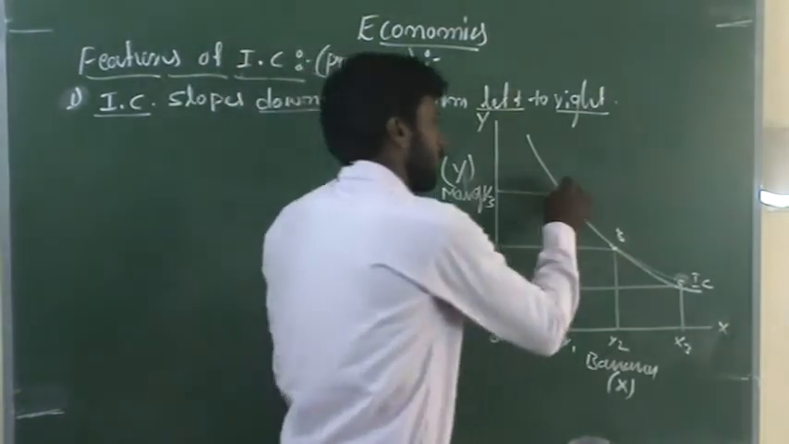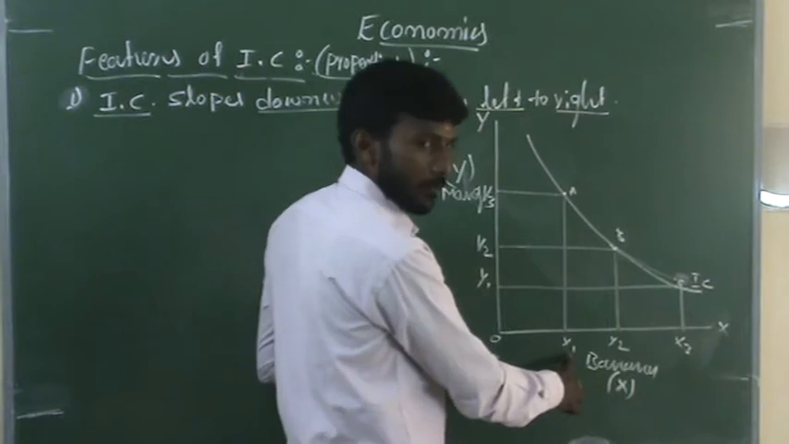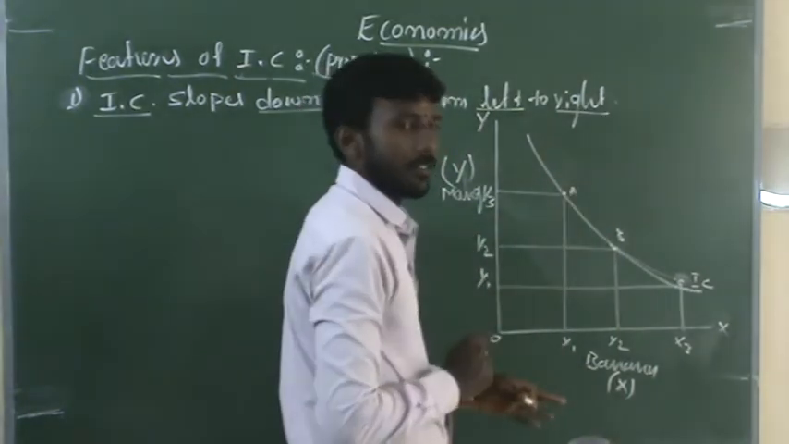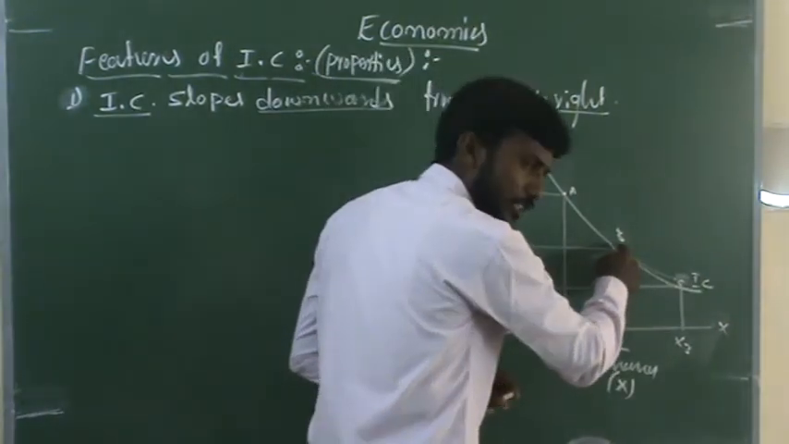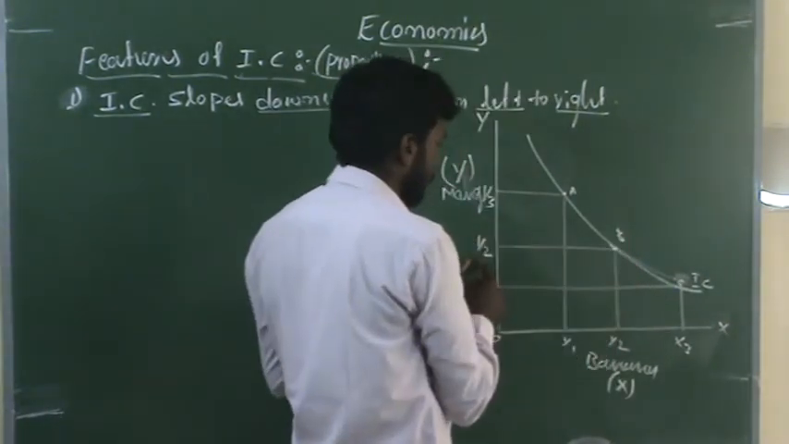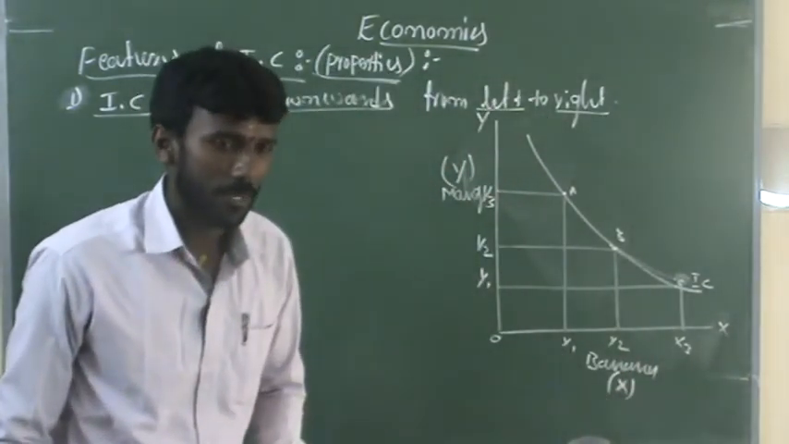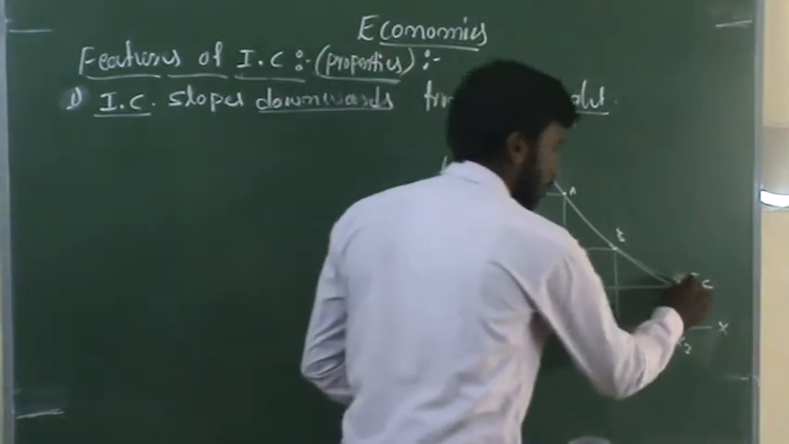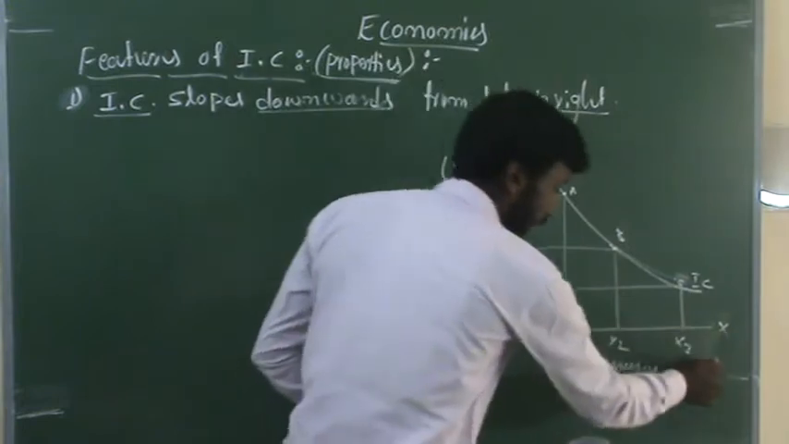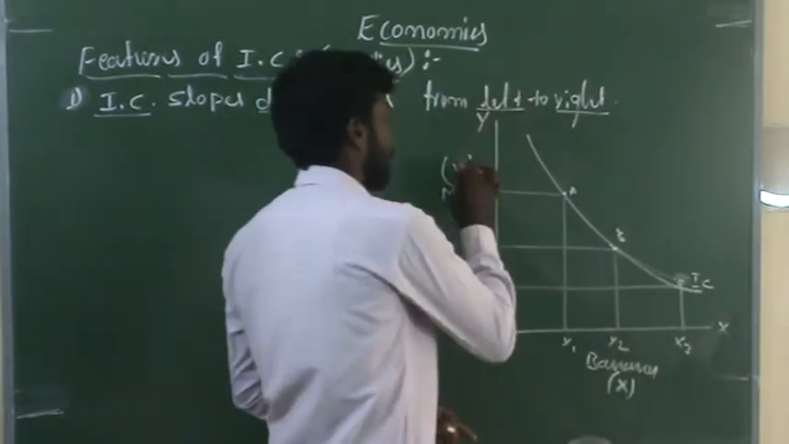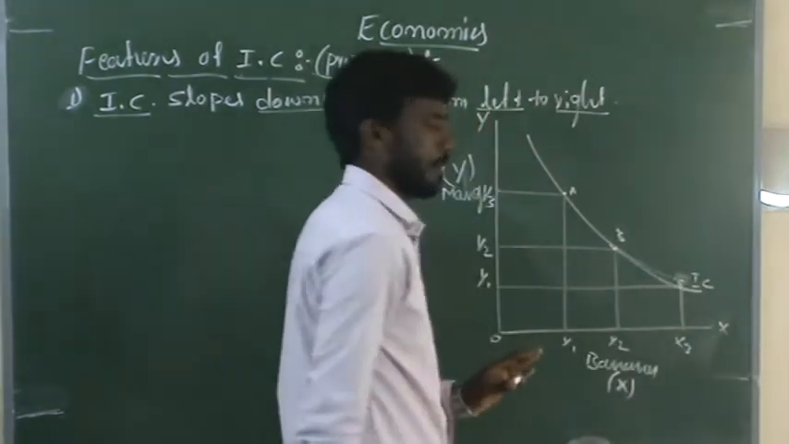Suppose if we take A, y3 amount of the mango and x1 amount of the banana, the consumer can get the equal level of satisfaction. Or the B point clearly shows that y2 amount of the mango and x2 amount of the banana, the consumer can get the equal level of satisfaction. Or the C point shows x3 amount of the banana and y1 amount of the mango. Using these commodities, at point C there is equal level of satisfaction.